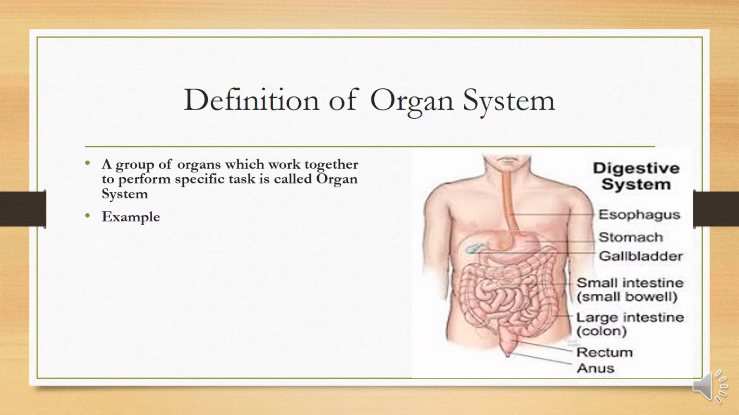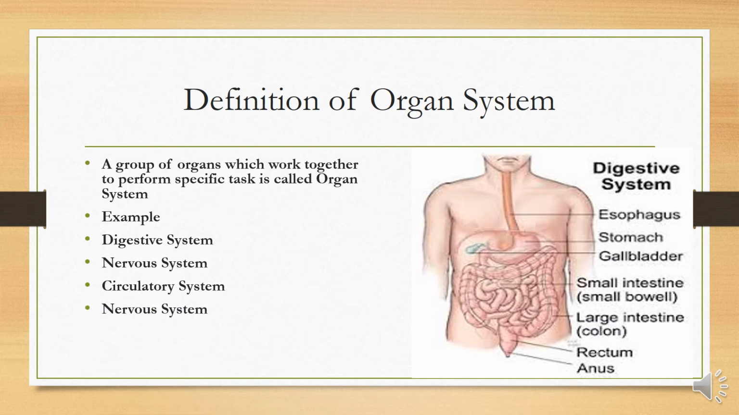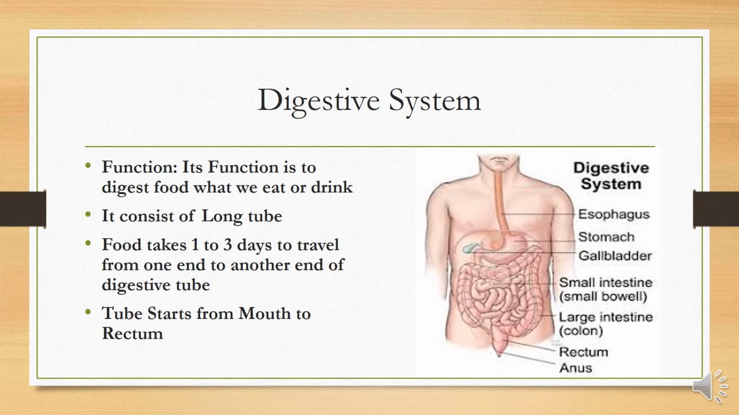In the diagram, you can see this is a very good example of the digestive system. This is an organ system, because in this organ system there are many organs which are performing the task. So there are different types of organ systems. Number 1, digestive system. You can see in the example, nervous system, circulatory system, and respiratory system. These organ systems we will discuss.